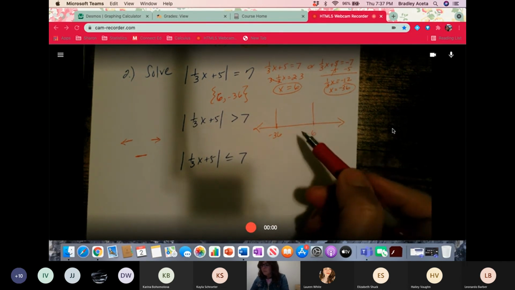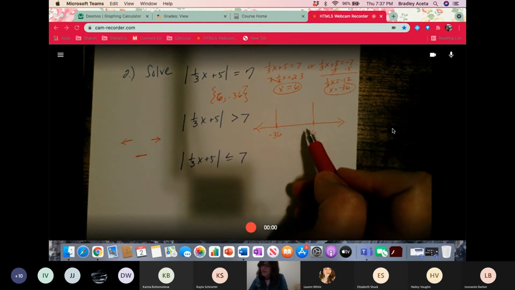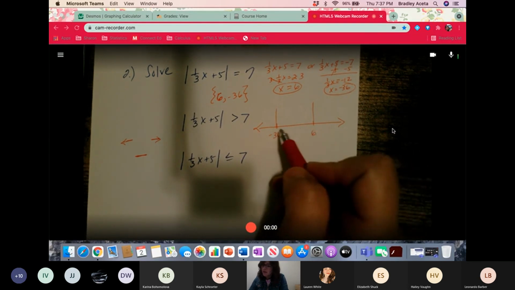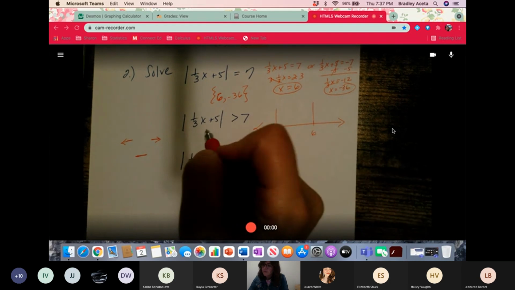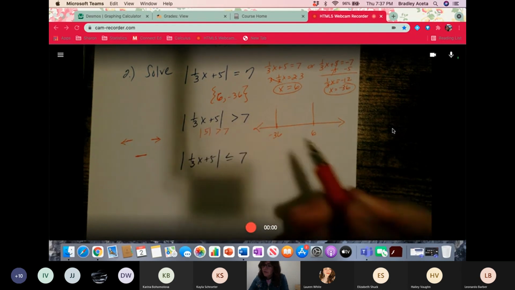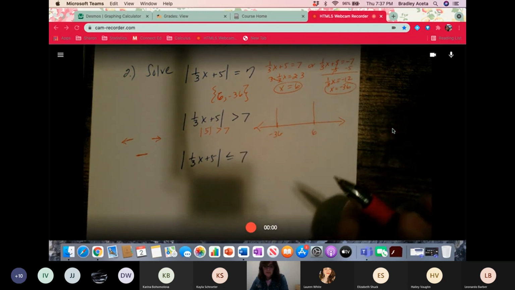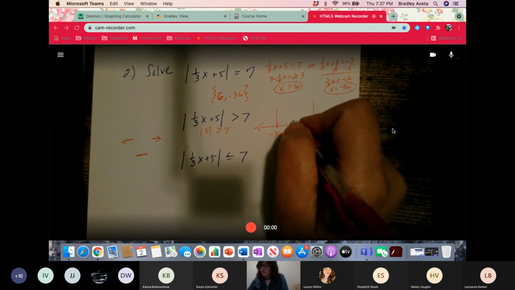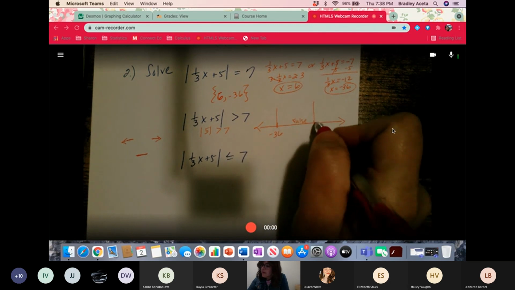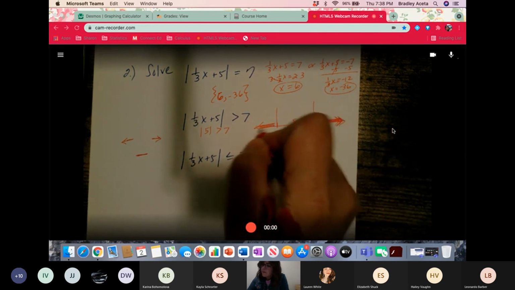So I'm going to pick 0 because I just like picking 0 and it makes it easier on me. If I pick 0, which is right here in the middle, I would get the absolute value of 5 is greater than 7. Is that true? Is 5 greater than 7? No, that's false. So then I know that my answers are here and here.